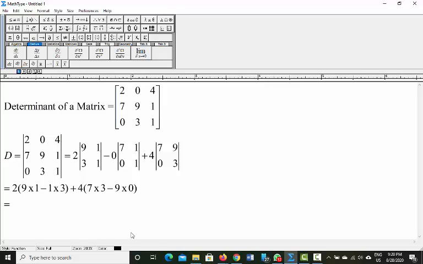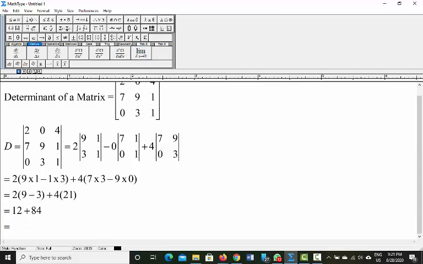So what we will have? We will have 2 multiplied by 9 minus 3, plus 4. This one, what we will get? 3 multiplied by 7 is 21, and this one is 0. So 9 minus 3 is 6. 6 multiplied by 2 is 12, plus 4 multiplied by 21. 4 multiplied by 21 is 84. That is 84 plus 12 is 96.